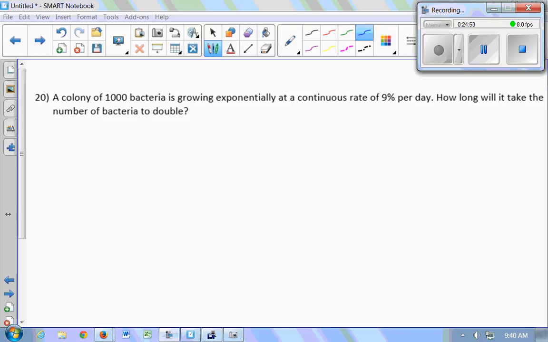All right, a colony of 1,000 bacteria is growing exponentially at a continuous rate of 9% per day. How long will it take the number of bacteria to double? All right, so continuous rate should immediately tell you what formula to use. And it's this one where the amount that you have is equal to your original amount times e to the kt. So that word continuous means it's the formula with the e in it. So that's the key word to tell you what formula to use, continuous rate.